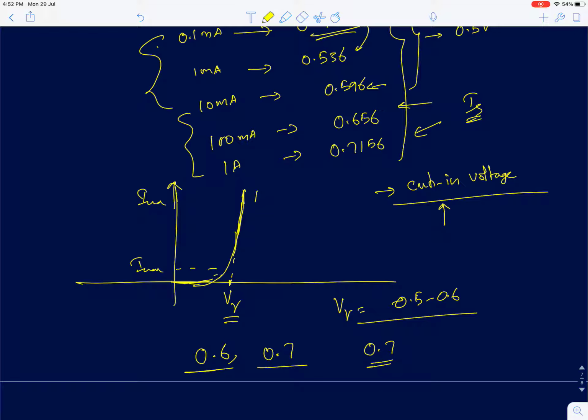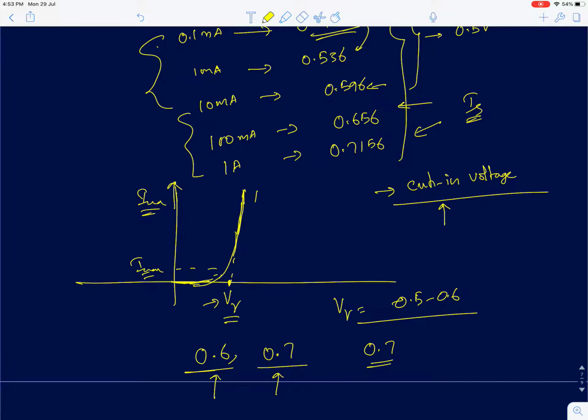This cut-in voltage is purely derived based on the circuit designer's convenience. You actually extrapolate it, draw the I max and then I min, and then find the value of V gamma. That becomes your cut-in voltage. But you should not confuse it with built-in potential. Built-in potential is very different. It's a fundamental parameter of a device. It's unchanging.